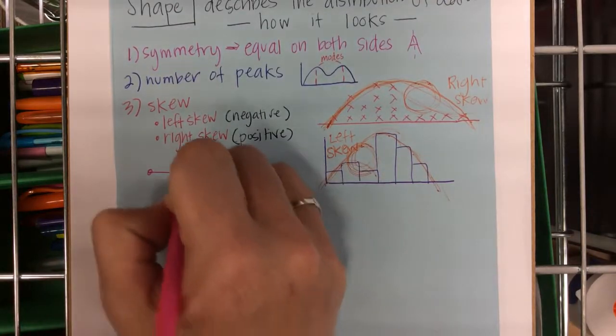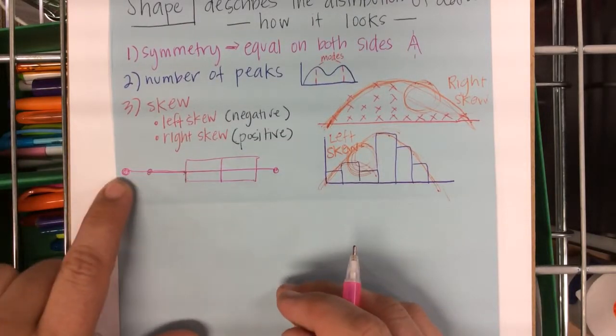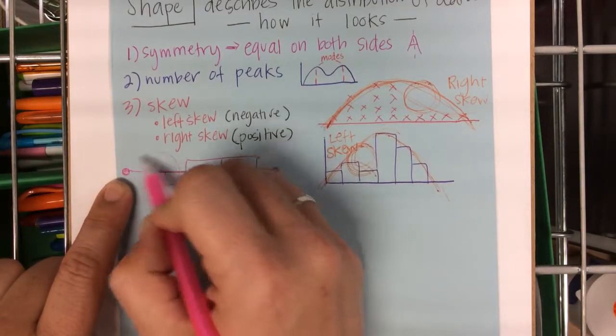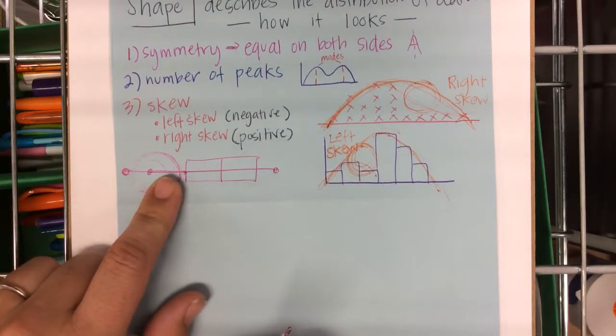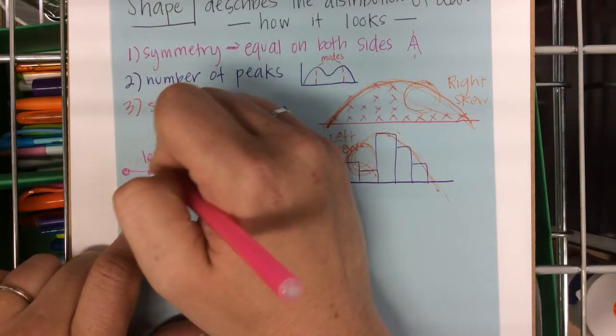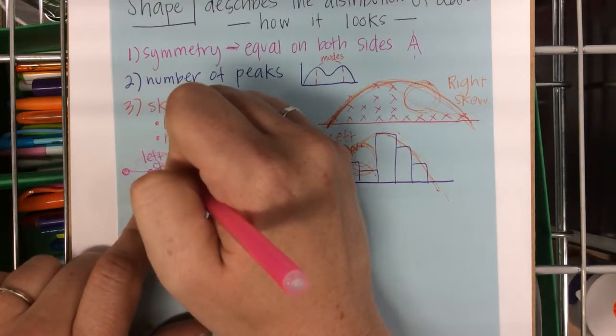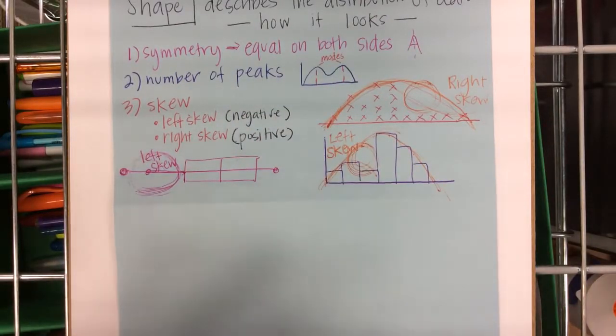Skew, let's extend this a little bit over here. If I made this side longer, I would say my skew is here, so this would be a what skew? This would be a left skew also. So you can talk about the shape of all three types of graphs we've made. Shape is pretty easy.